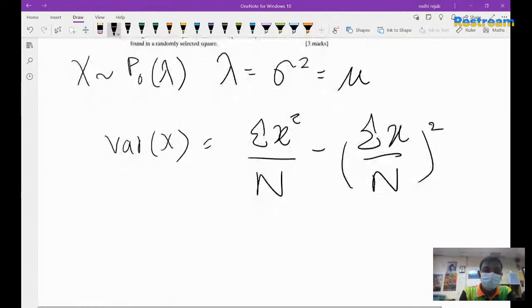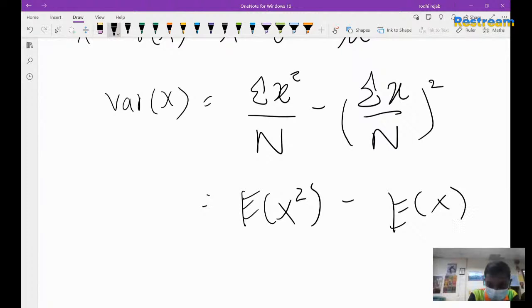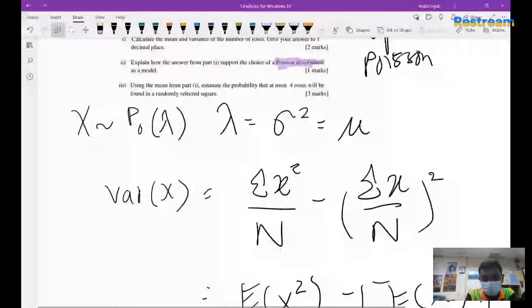Basically, formula ni just represents, so we say E of x squared minus, this is our expectation value for x, the bracket. It follows the same formula. It's the same pattern in which this is our E of x squared and this is our mean.